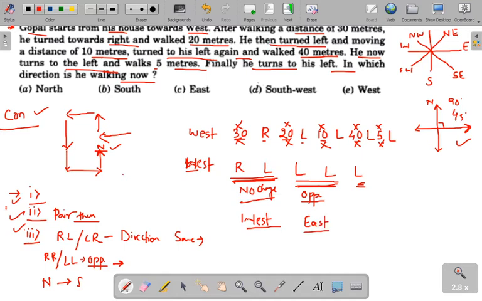Now from east he took a left. From east, if he takes a left, he is facing north. So east plus left is north. Answer is option A. I request you to please write this down thoroughly, because using this we can orally solve the problem. I'll move to the next question.